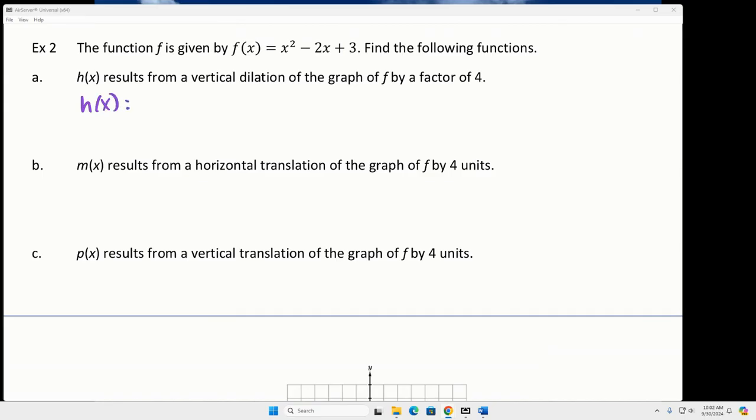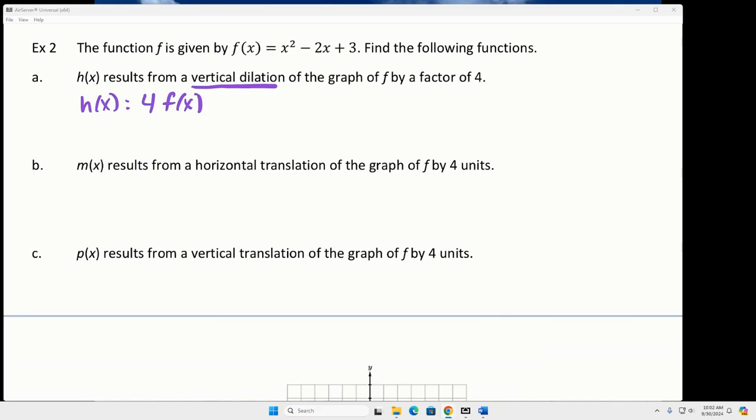And it results from a vertical dilation of f by a factor of 4. So I know with a dilation, I'm going to multiply. Sometimes I multiply by the actual number, and sometimes I multiply by the reciprocal. And then sometimes it's outside, and sometimes it's inside. So what do you guys think for vertical dilation? Outside or inside? Outside. Do we multiply by 4, or do we multiply by 1/4? We multiply by 4.